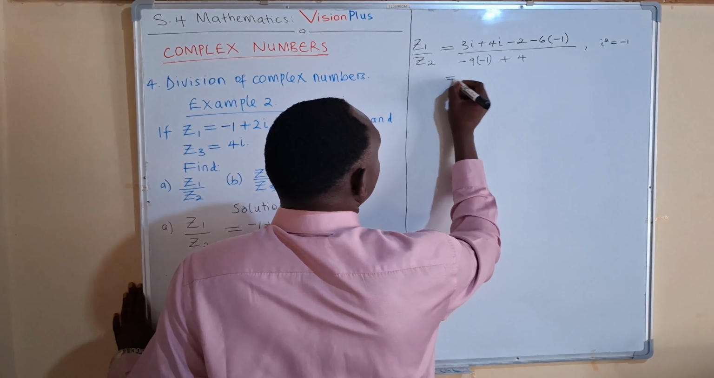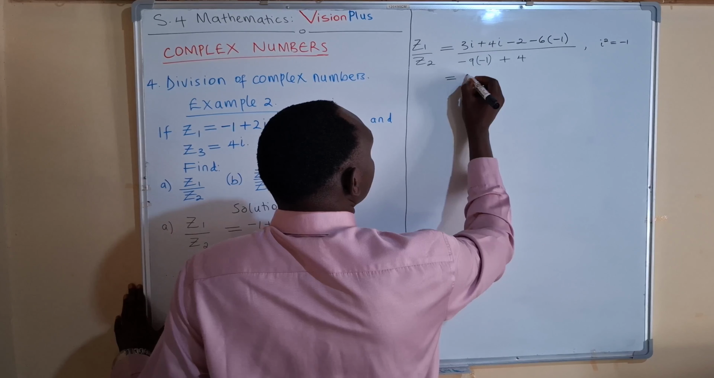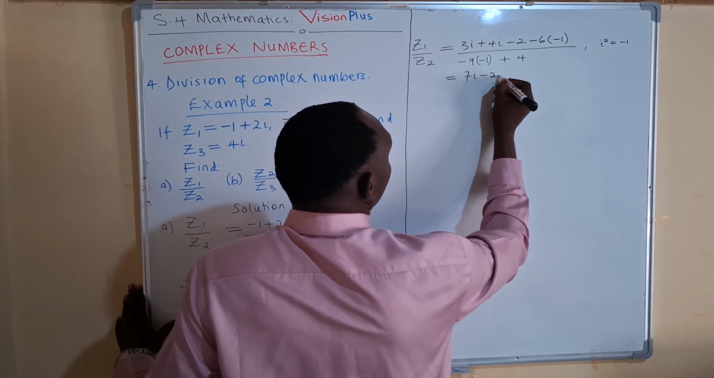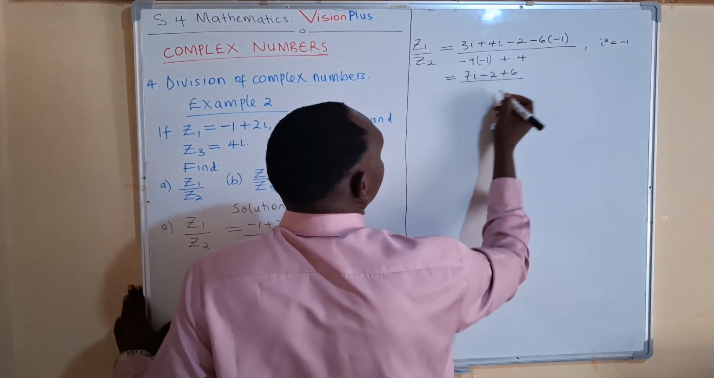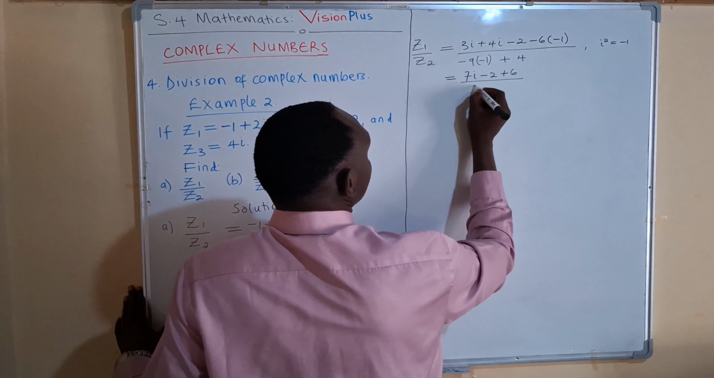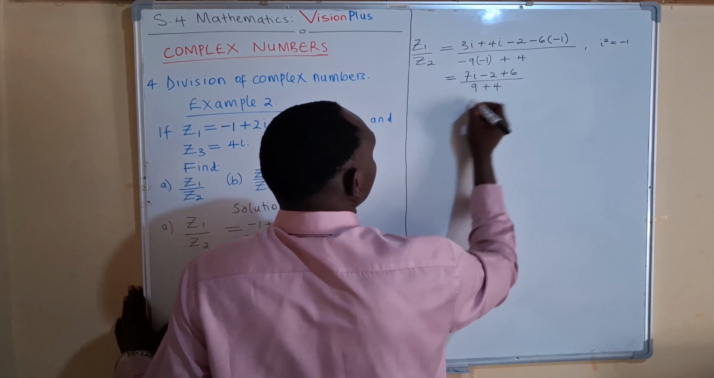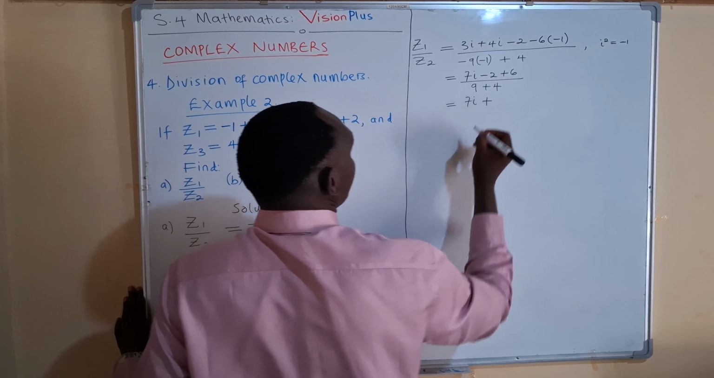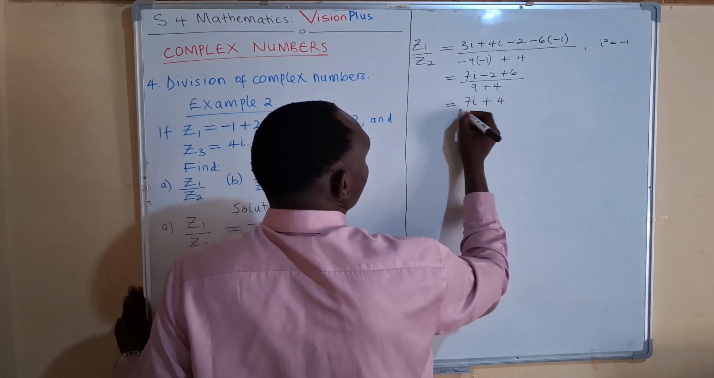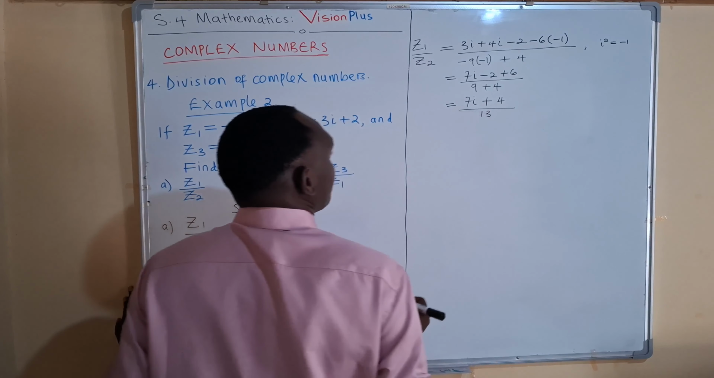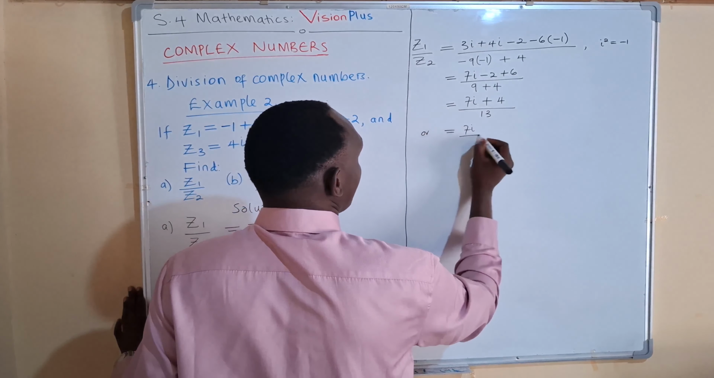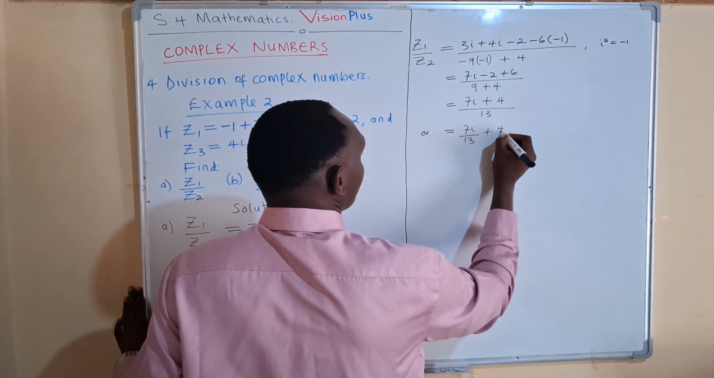So here we are going to simplify. 3i plus 4i gives us 7i minus 2. Negative 6 times negative 1 becomes plus 6 over negative 9 times negative 1 is positive 9 plus 4. So on continuing here, it gives us 7i. Negative 2 plus 6 is positive 4 over 13. Or alternatively, this is the same as 7i over 13 plus 4 over 13.